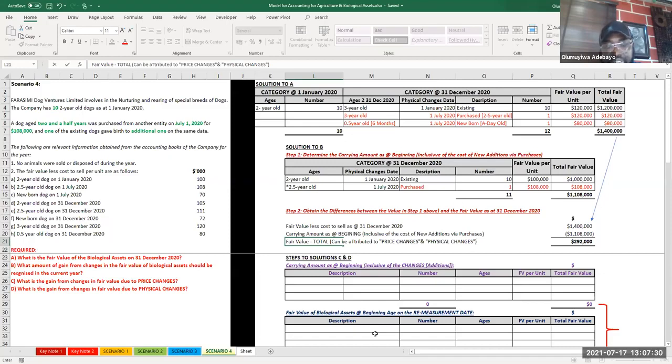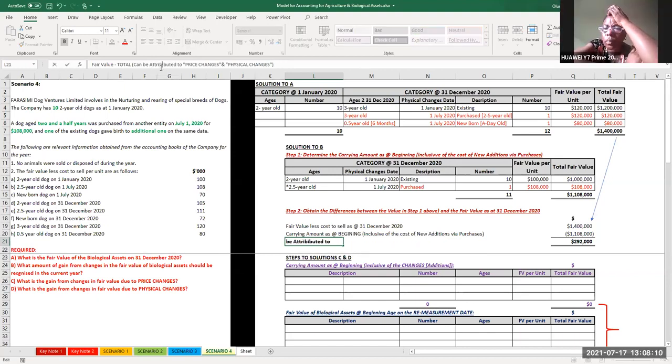And second is physical changes. Changes are attributed to the fact that you just bought new ones into your business. And two, because they have also grown by way of size. Like somebody that is 1-year-old is 2-year-old now, the dog, the price will not be the same. And also for a newborn, that is a gift to you. You start to create value, which is a form of gain. Therefore, how do we now attribute this 292 into price changes and physical changes? Price changes, this is 1 million. That price changes is 200,000. Physical changes.